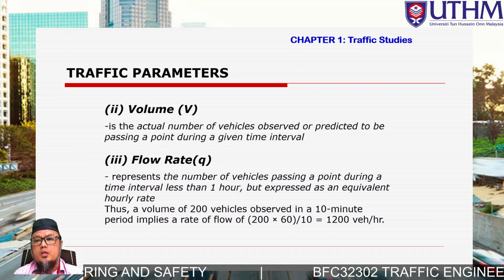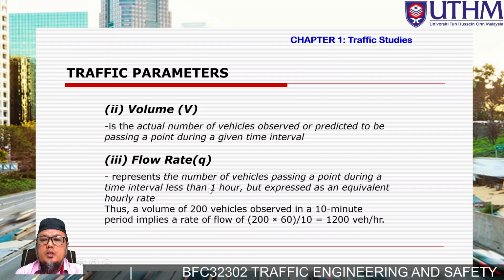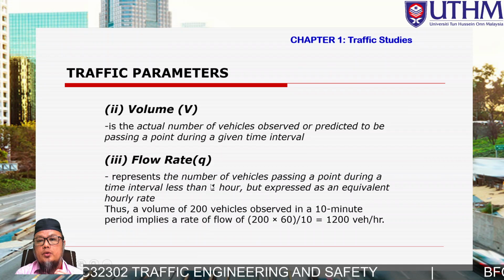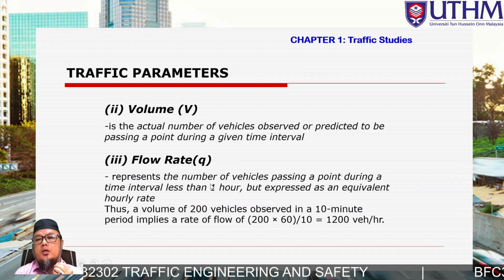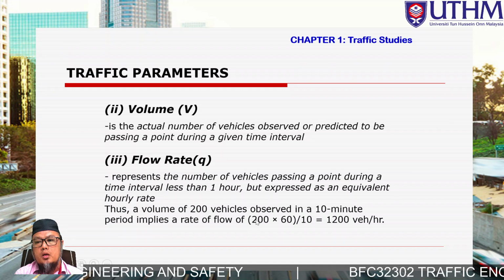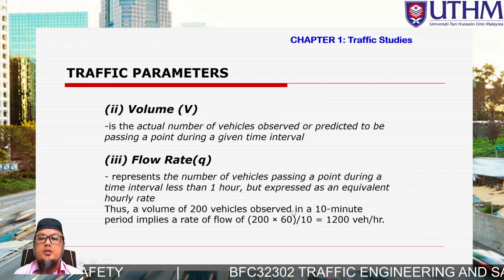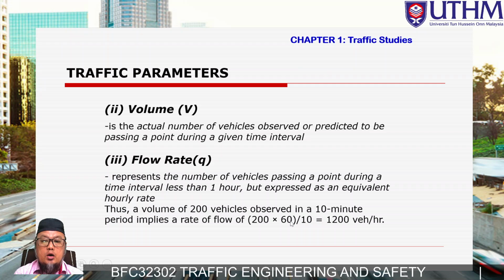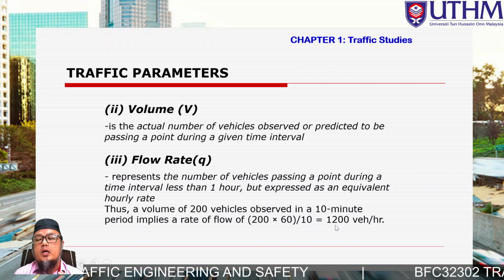Okay, flow rate represents the number of vehicles passing a point during an interval of less than an hour, but expressed equivalent to an hourly rate. So we are going to convert from the volume that we collect or observe, even if less than 1 hour. Let's say we took the data for 10 minutes or 15 minutes. We just multiply to convert into hours. For example, 200 vehicles observed in 10 minutes. So within 10 minutes, we multiply by the conversion of 10 minutes to an hour. Then we can estimate the flow rate to be 1,200 vehicles per hour.